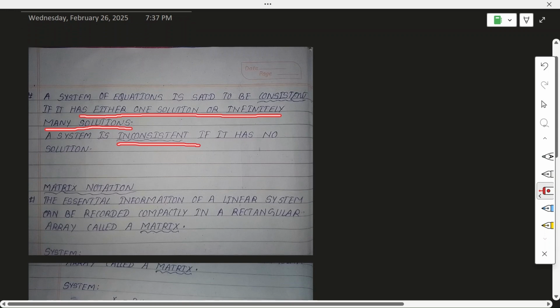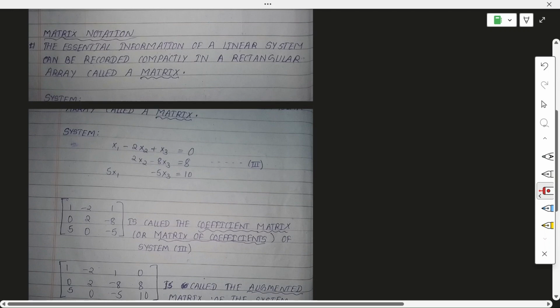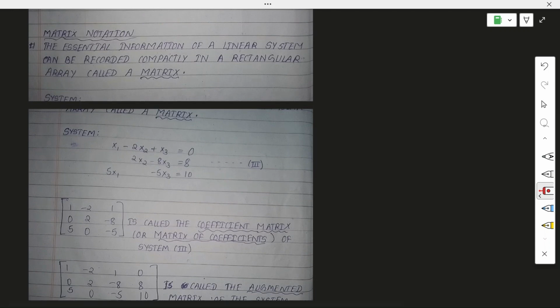If it has no solution, then the system is inconsistent. And now we will be discussing how to make a matrix. The essential information of a linear system can be recorded compactly in a rectangular array called a matrix. What is a matrix? How can a matrix be recorded? It is only a rectangular array in which the information of the linear system is recorded, which we call a matrix.